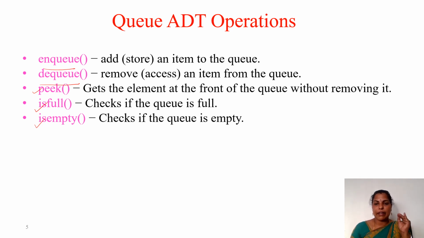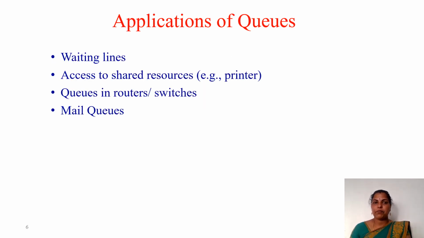Which element is placed in the front of the queue? In order to get that, we have the peek operation. Then is full checks if the queue is full, and is empty checks if the queue is empty. These two we already used in the stack data structure itself. But the only difference is that there we checked with respect to top and the maximum size, whereas here we have to check with respect to the rear and front. While discussing the implementation, we will discuss all these 5 operations in detail.